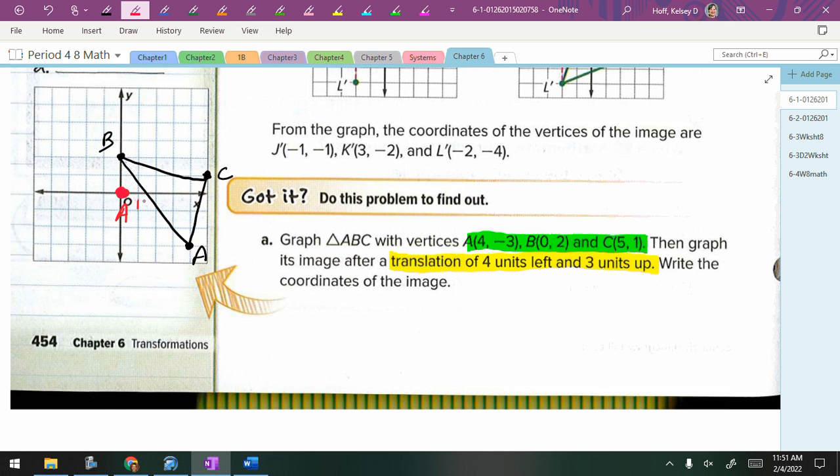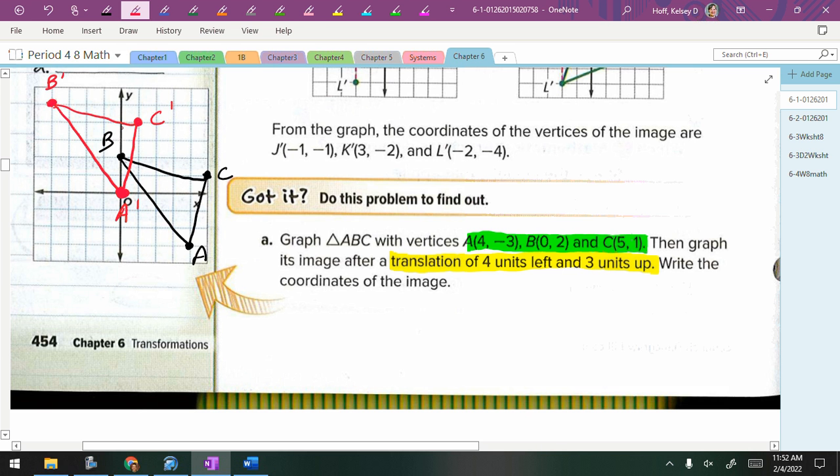4 left, up 3. Label it B prime. Go to C. 4 left, up 3. Label it C prime. If I trace this, this triangle should be congruent to the original. Same size, same shape. But it's just in a new location.